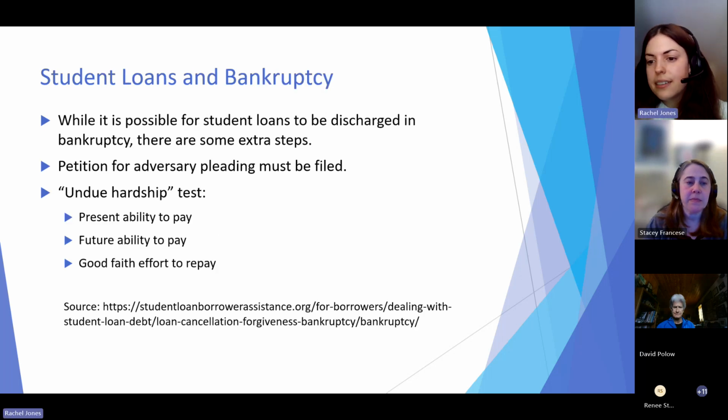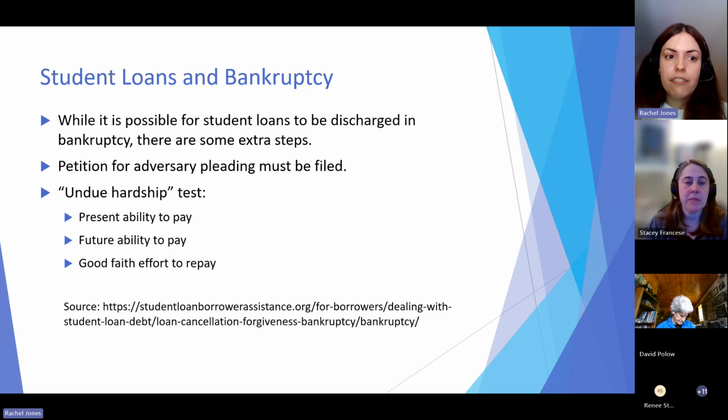Okay, so student loans in bankruptcy, this is a common question. Can you discharge student loans? It is possible. There are some extra steps to consider, unlike other debts like credit card debt or medical debt. The person would have to file a petition for an adversary proceeding, or adversary pleading. They have to show undue hardship, and there's a three-pronged test: present ability to pay, future ability to pay, and then good faith effort to repay. This is showing that there is an elevated hardship in this case.